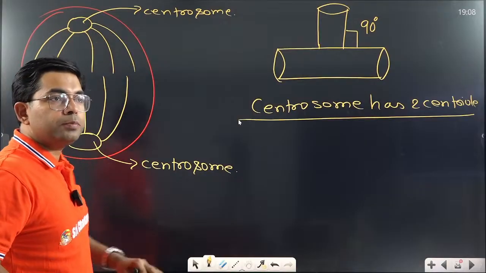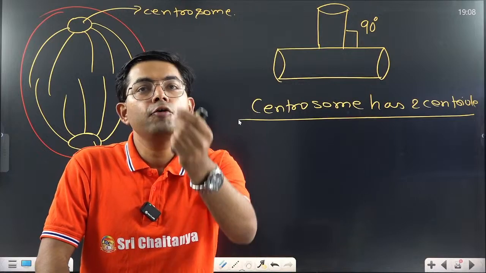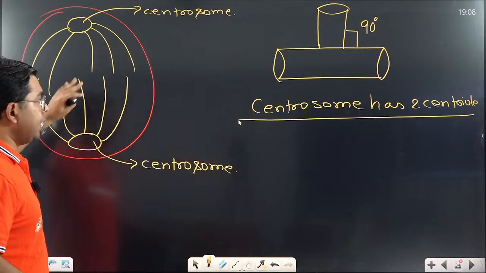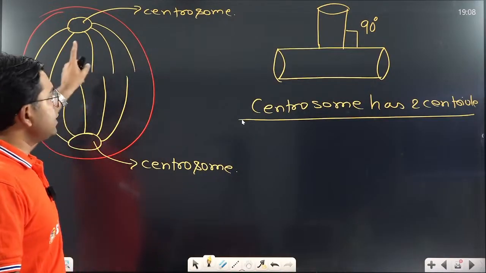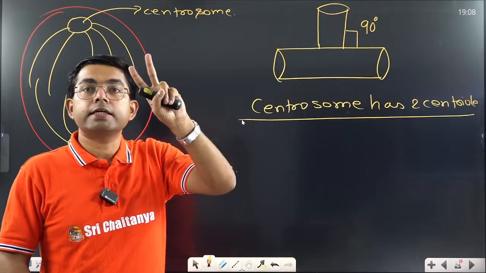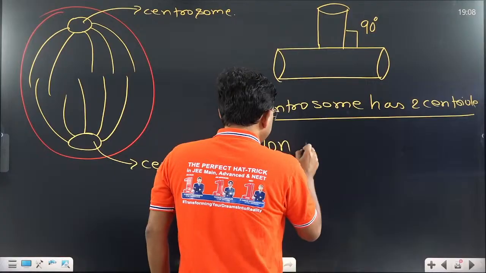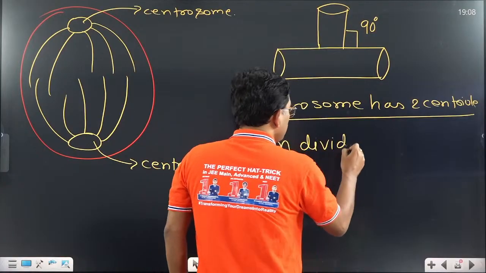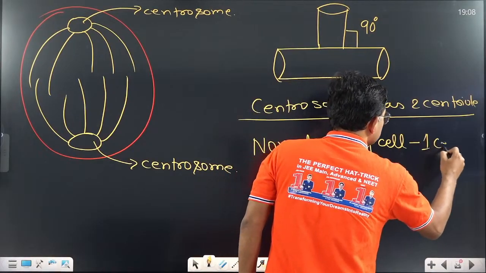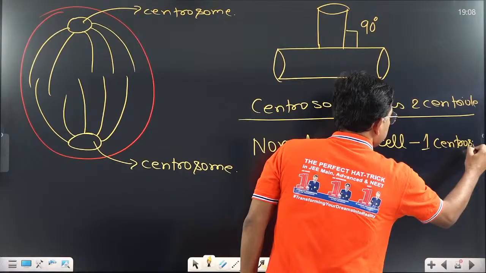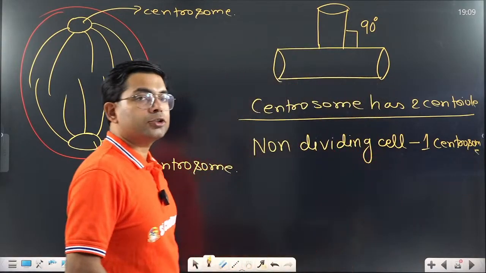So 2 centrosome means how many centriole? So there are 4 centriole, right? In a dividing cell. Now question comes, in every cell there are 2 centrosome? So answer is no. In a non-dividing cell, there is only 1 centrosome. Remember this point. In a non-dividing cell, there is only 1 centrosome.